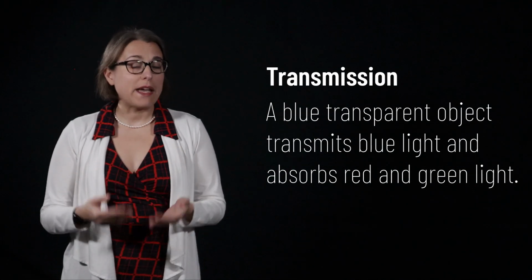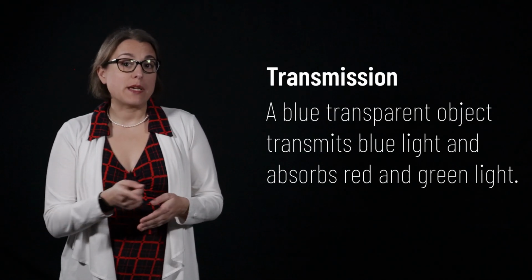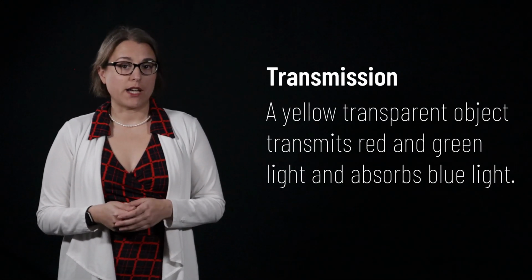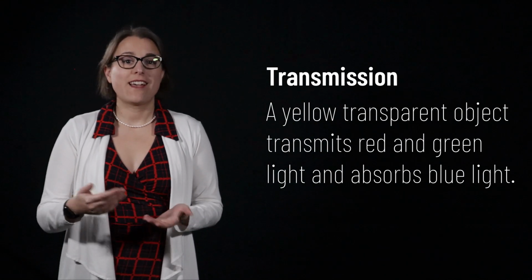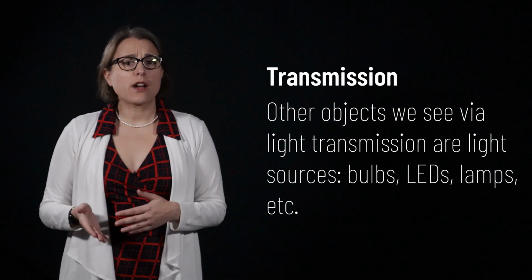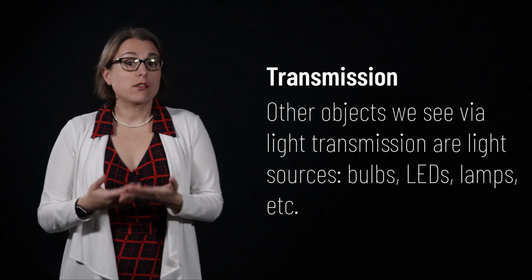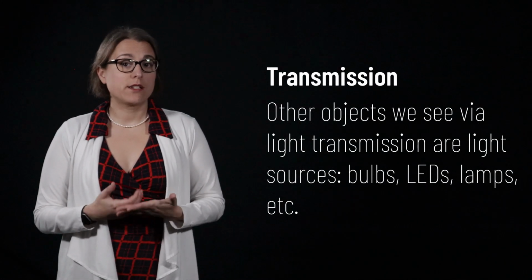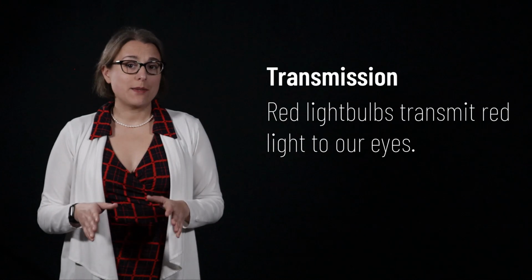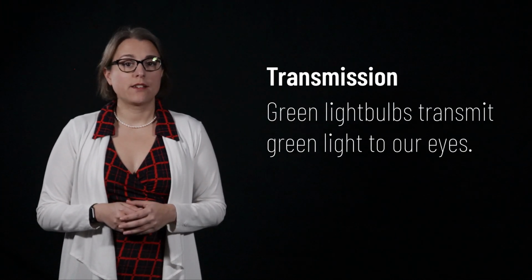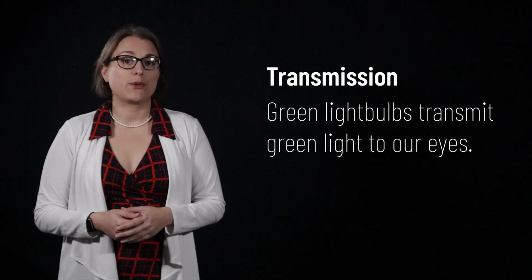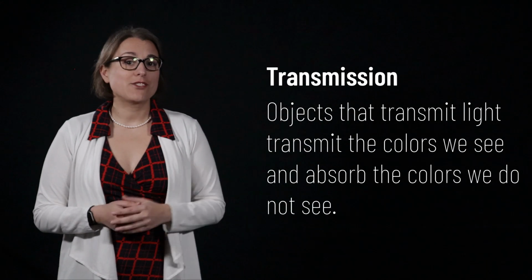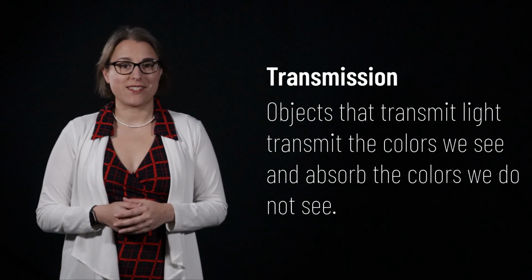When we look at blue transparent objects, those objects transmit blue light and absorb green and red light. When we look at a yellow transparent object, it transmits red and green light and absorbs blue light. Other objects that we see via transmission of light are light sources themselves. This includes light bulbs, LEDs, traffic lights, street lights, and so on. Red light bulbs transmit red light waves to our eyes. Green light bulbs transmit green light waves to our eyes. Objects that we see via light transmission transmit the colors we see and absorb the colors that we do not see.